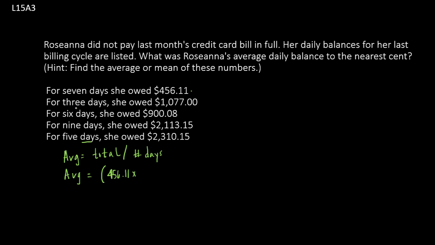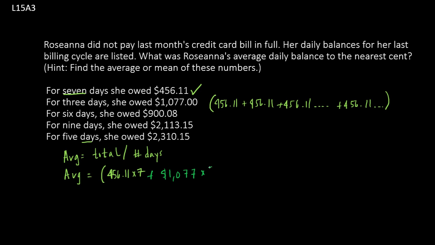456.11 times 7 because they held that balance for 7 days. This is equivalent to writing out 456.11 plus 456.11 and so on 7 times. Okay? So that's our first balance. Then we add $1,077 times 3 because they held that balance for 3 days. So again, continuing here, that'd be like adding this 7 times. Or excuse me, 3 times.